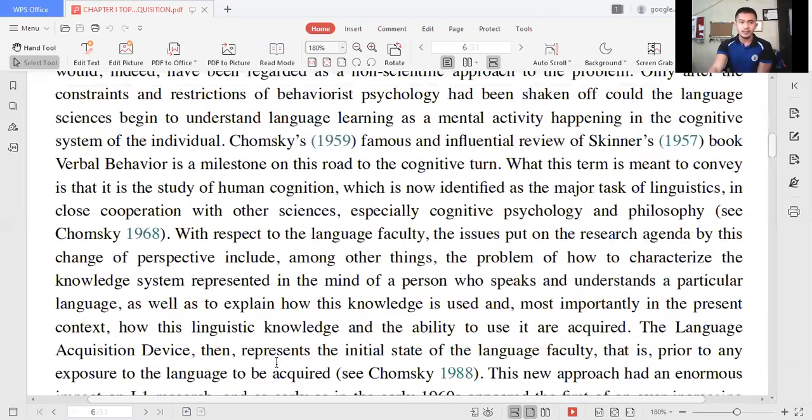So with Chomsky, with respect to the language faculty, the issues put on the research agenda by this change of perspective include, among other things, the problem of how to characterize language as well as to explain how this language is used, most importantly in the present context. The child may be involved in different contexts, depending on how they actually use the language in contextualizing different activities.